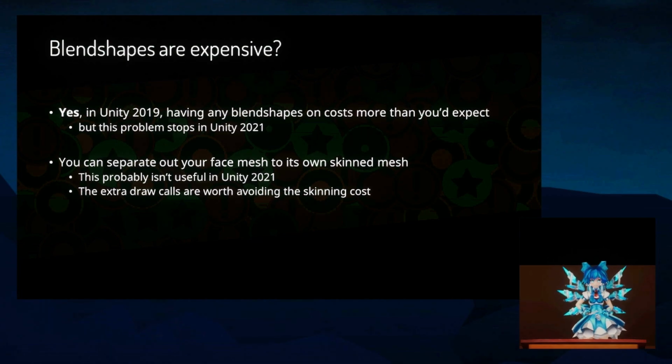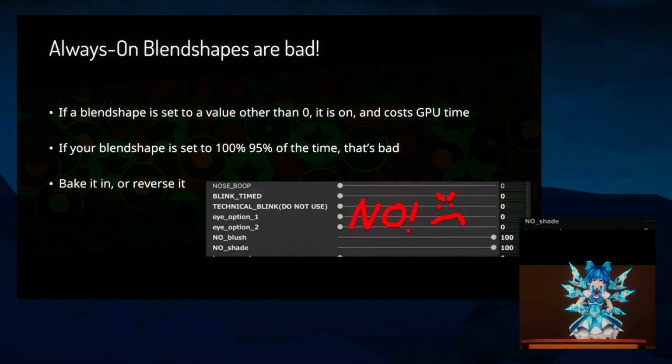The problem kind of stops in Unity 2021. Saying it stops there isn't quite accurate, but yeah. You can separate out your face mesh to its own skin mesh to kind of reduce the skinning call here. It's mixed on if that's that useful. Probably not useful in Unity 2021.